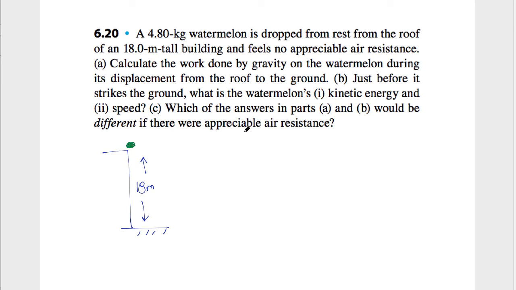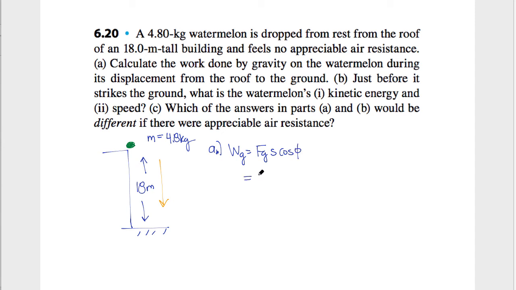Here's our watermelon, and our watermelon has a 4.8 kilogram mass. And so A asks us, what is the work done by gravity on the watermelon during its displacement from the roof to the ground? So my displacement is this 18 meters in the downward direction. And so when I go in and calculate the work done by gravity, I will have the force of gravity times the displacement times the cosine of the angle between these.